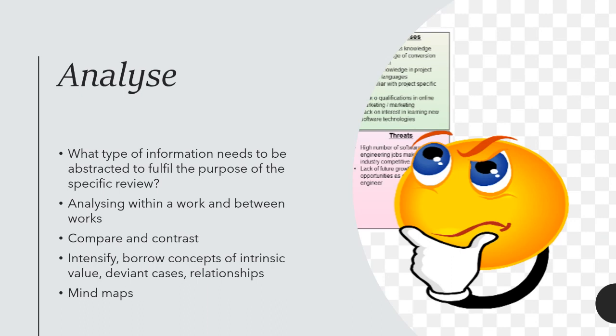So when we analyze, we need to decide what type of information needs to be abstracted to fulfill the purpose of the review. You will be analyzing not only within an article or within a body of work, but you'll also be analyzing between works. So you will be looking between your sources and your articles and your books. And in order to do that, you need to compare and contrast. Compare and contrast are higher order thinking skills.